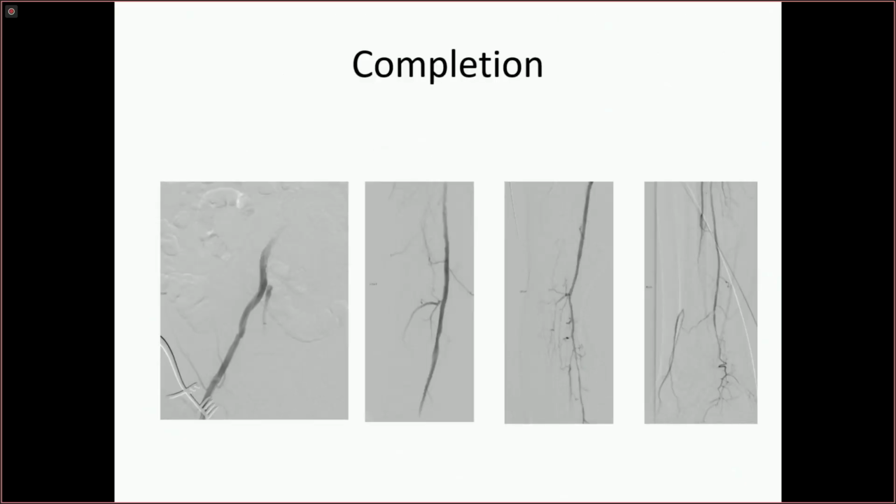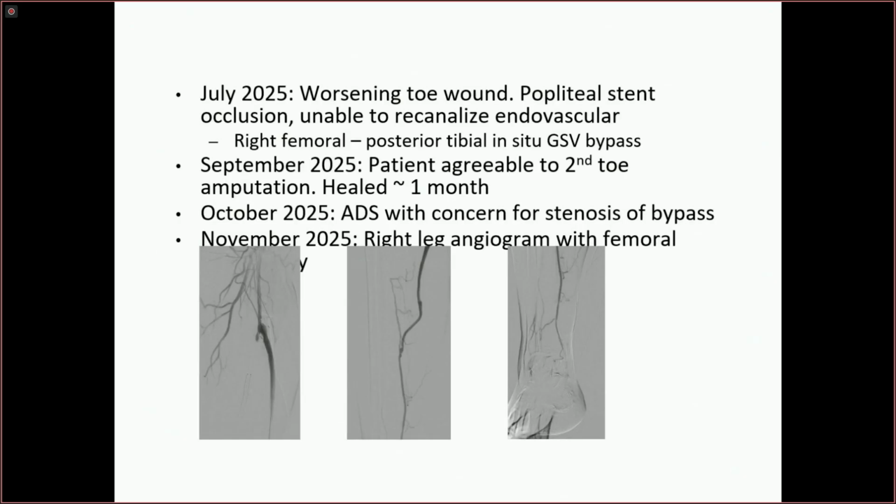Completion imaging, you can see his external iliac stenosis is completely resolved. He has inline flow through his SFA, which looks good. His TP trunk looks much better, and he's got PT runoff to his foot with AT reconstitution at his ankle. Of course, nothing we do lasts forever. So in July 2025, he had a worsening toe wound. He refused amputation.